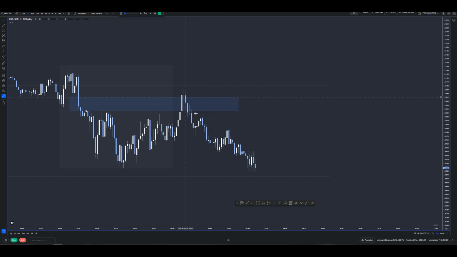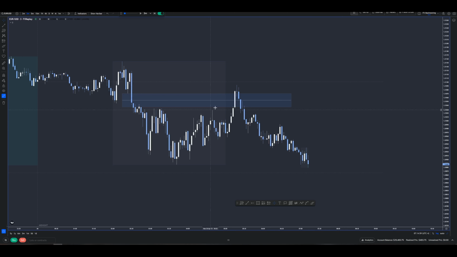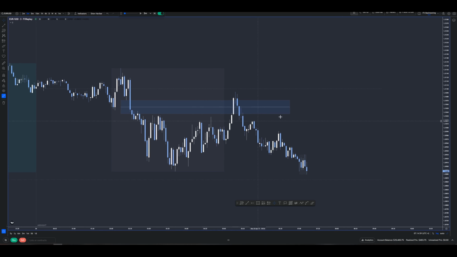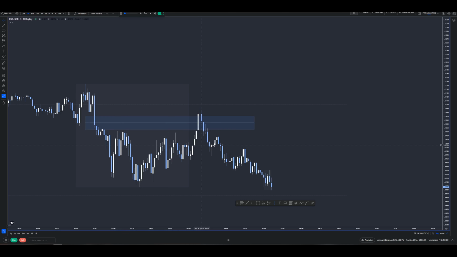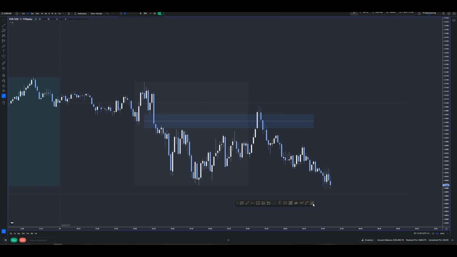Oh, I was trading lunch. I'm sorry, I didn't notice. I was just talking too much and thinking about the price action without paying attention to the sessions. But anyway, yeah, this is my kind of favorite setup.